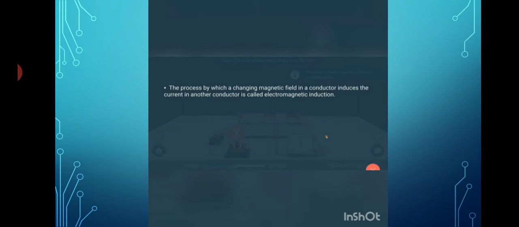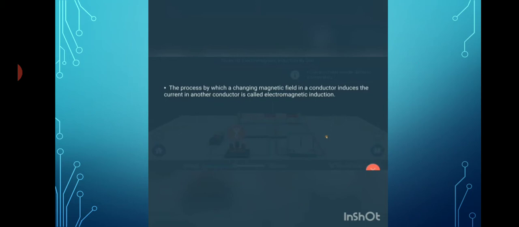Thus, the magnetic field lines around the secondary coil also change. Hence, the change in magnetic field lines associated with the secondary coil is the cause of the induced electric current in it. This process by which a changing magnetic field in a conductor induces current in another conductor is called electromagnetic induction. I repeat, the process by which a changing magnetic field in a conductor induces current in another conductor. This is also called electromotive force.